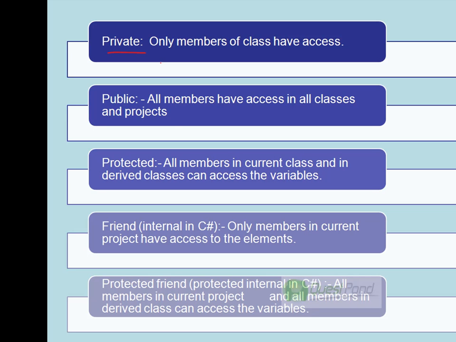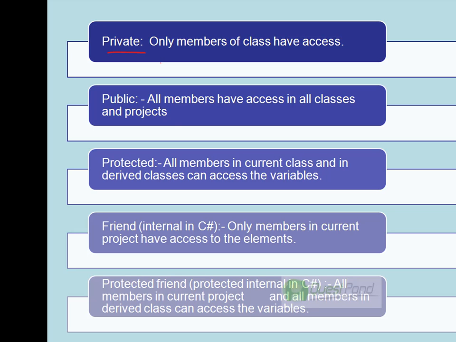The second kind of access which you can implement in C# is public. All the members who can create the object of the class can have access to that property. So in other words, the time you define public, all the members have access to all the classes, all the projects, all the properties, all the functions you define. The third one is protected.